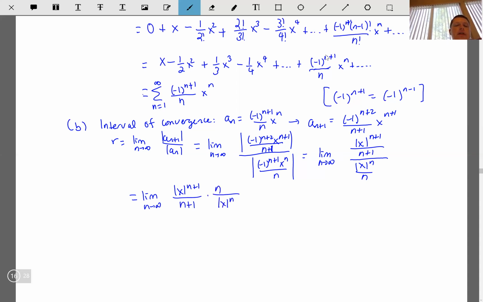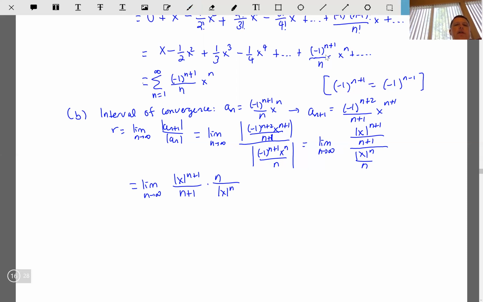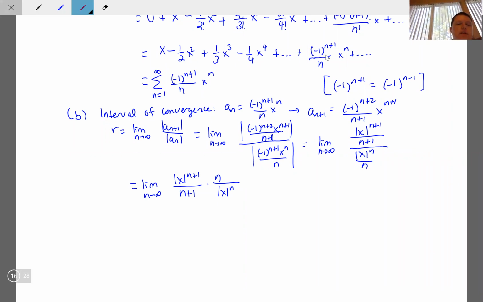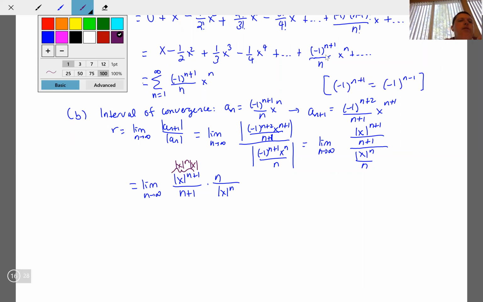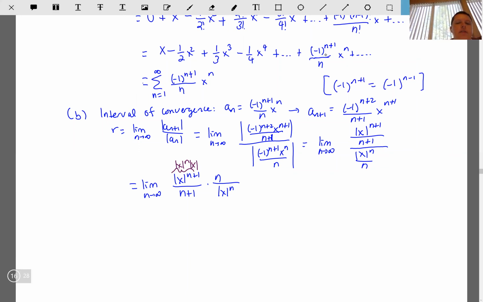And let's see. So remember that this is the same as absolute value of x to the n times the absolute value of x. And so we can cancel out the x to the n part. So we're going to be looking at the limit as n goes to infinity of absolute value of x times n over n plus 1. We can pull out the absolute value of x.